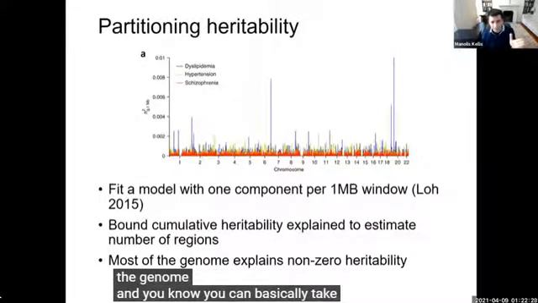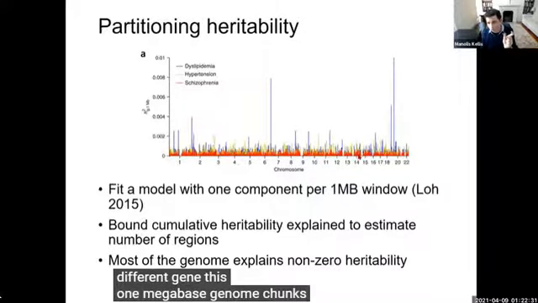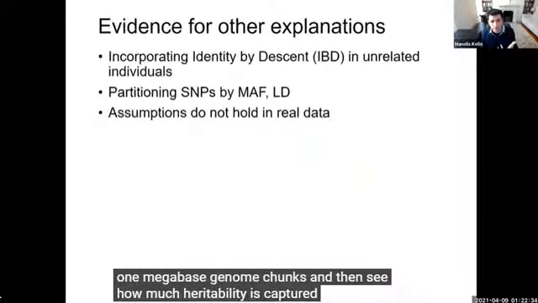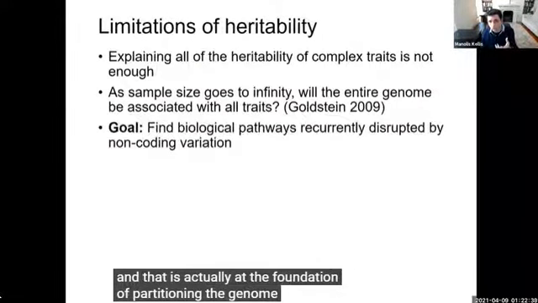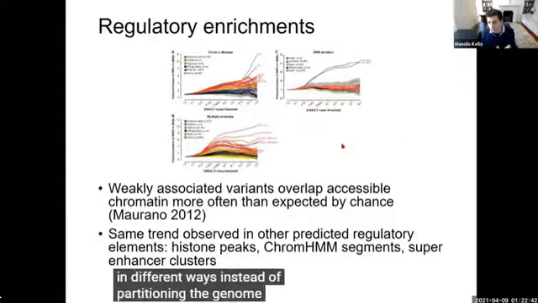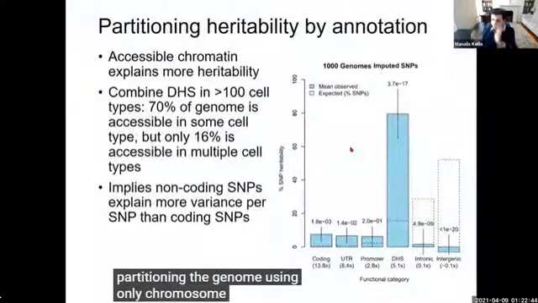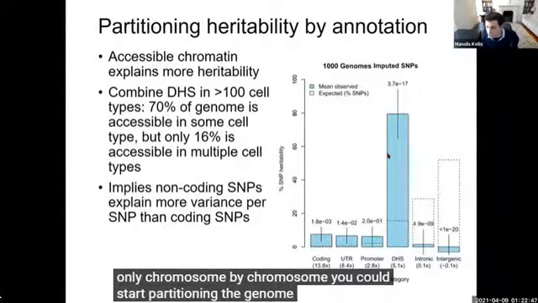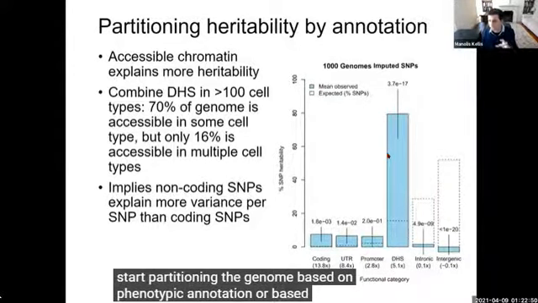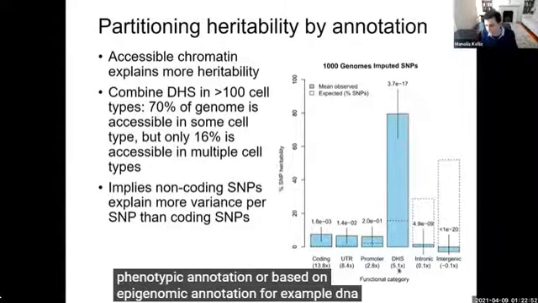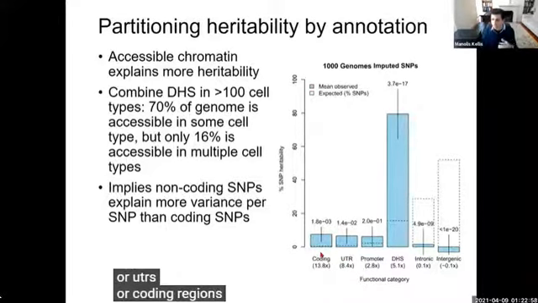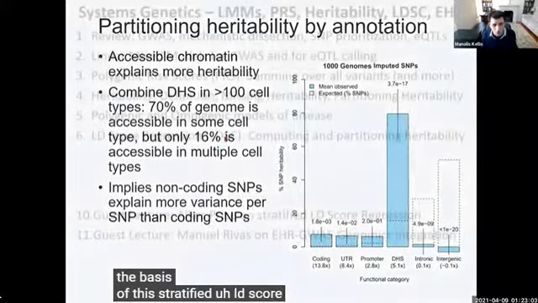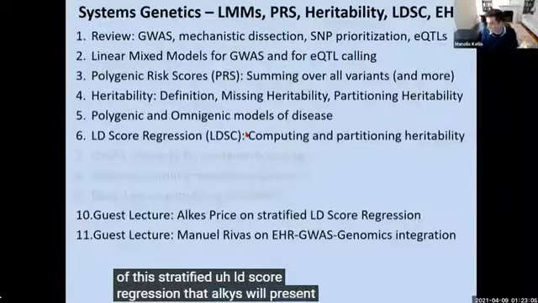And you can basically take different 1 megabase genome chunks and then see how much heritability is captured there. And that is actually at the foundation of partitioning the genome in different ways. Instead of partitioning the genome using only chromosome by chromosome, you could start partitioning the genome based on phenotypic annotation or based on epigenomic annotation, for example, DNA hypersensitive sites or promoter regions or UTRs or coding regions. And that's in fact at the basis of this stratified LD score regression that Alkes will present shortly.